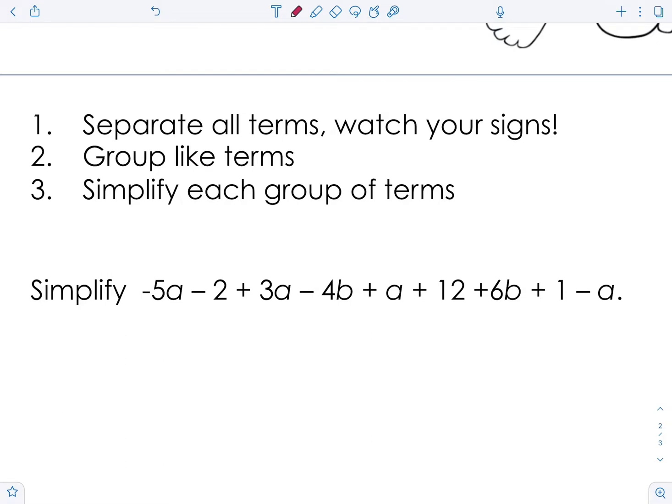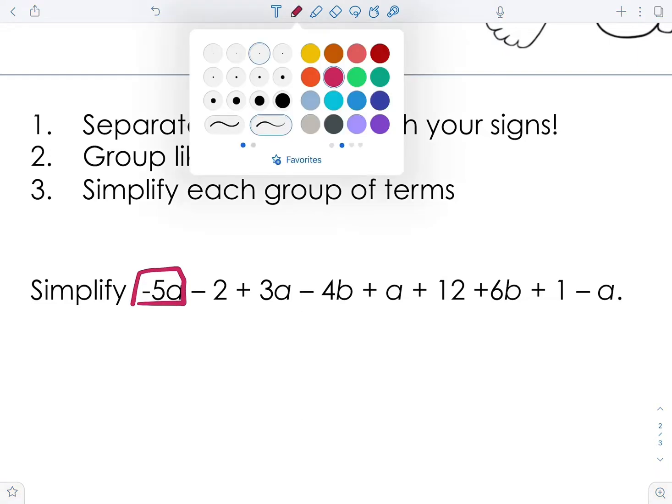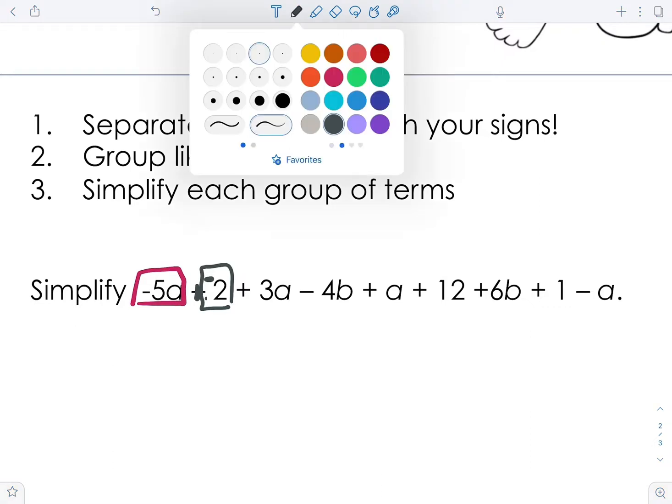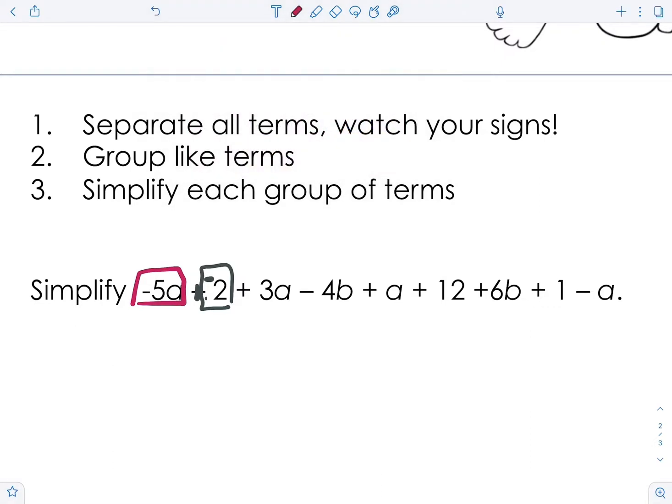All right. First, we're going to separate all of our terms. So realize that negative 5a here, that's a term, right? Then we have minus 2. Remember, that can also be written as plus negative 2. So that's a term. And then we have plus 3a. That's a term.